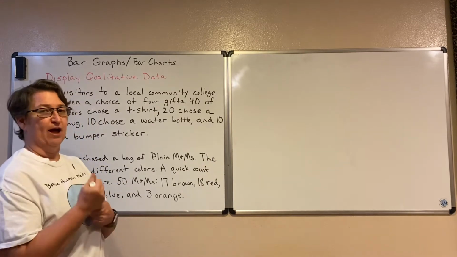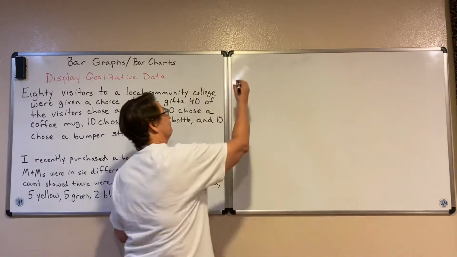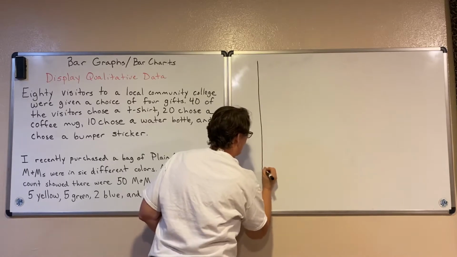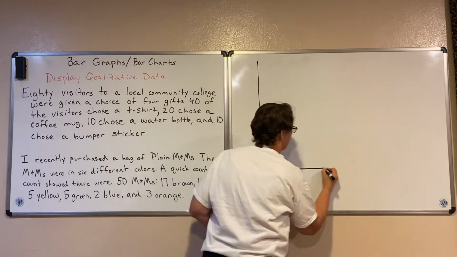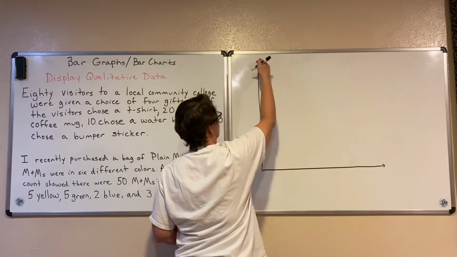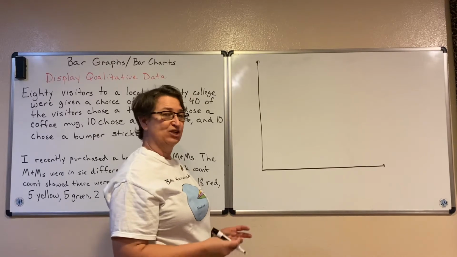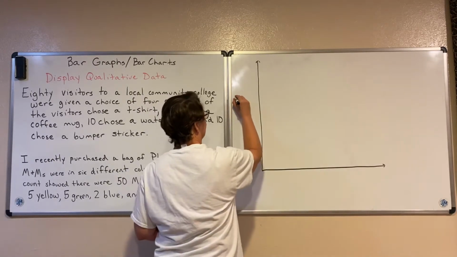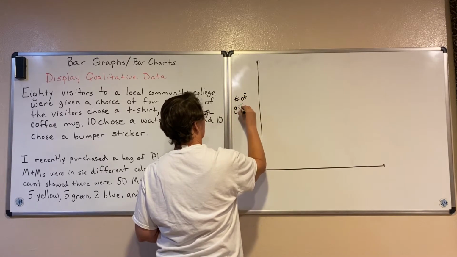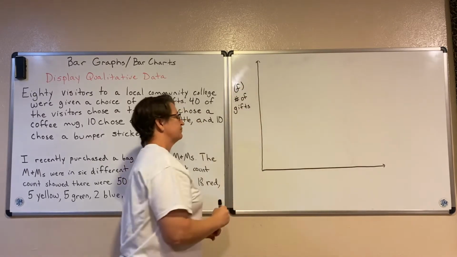When we make a bar graph, what we do is we have 2 axes. We have a vertical axis and we have a horizontal axis. Typically, on the vertical axis, we put our frequencies, or the number in each category. In this case, it's our number of gifts. This number of gifts is just our frequency.